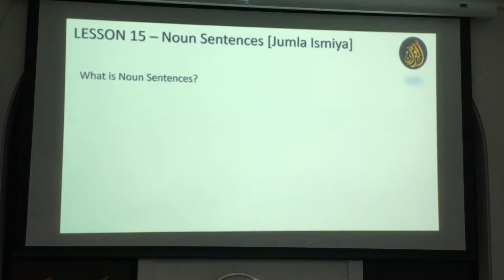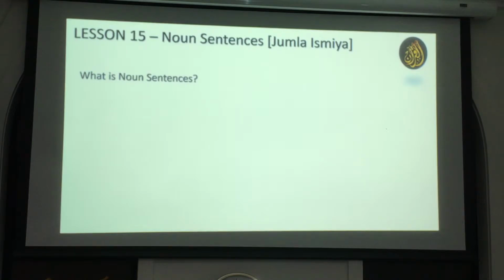So now we're going to learn about something called noun sentences. We talked about ism, and we say ism means noun, but actually we know it's more than noun. Adjective also comes under ism, adverbs also come under ism, we learned about all these things. Now there are sentences that are called noun sentences. In Arabic they are called jumla ismiya. Jumla means sentence, ismiya means from ism.